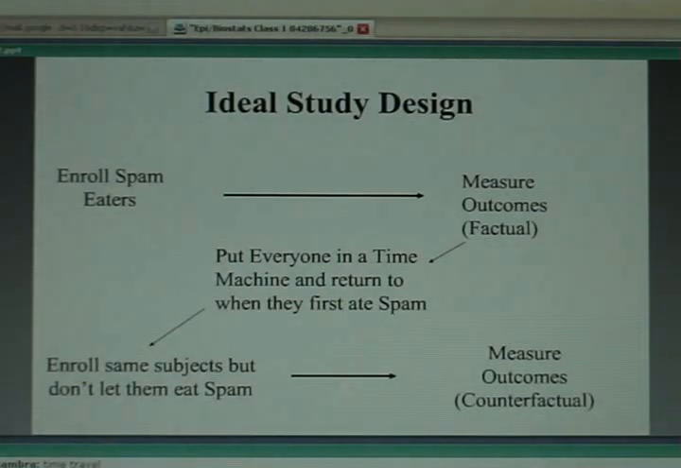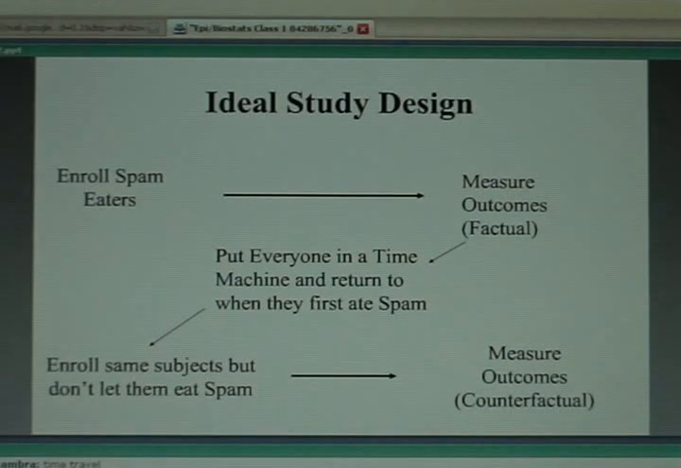Then I'd follow them the same way I did before. I'd send them questionnaires. I would call them up. I'd check their medical records, whatever I would do. Now I'd see what happens to those people. I'd measure those same outcomes again. Did they develop high blood pressure? Did they develop obesity? Did they develop diabetes, cardiovascular disease? Those would be what we call the counterfactual outcomes. Those are the things that would happen to those people had they not eaten spam.